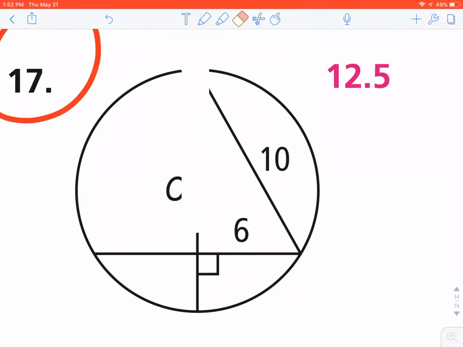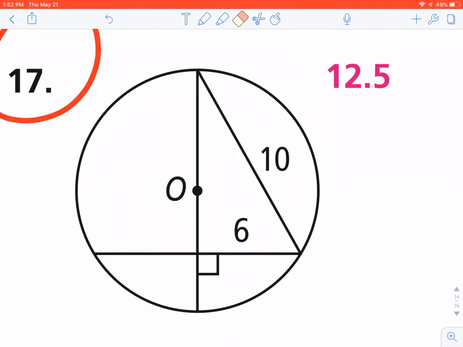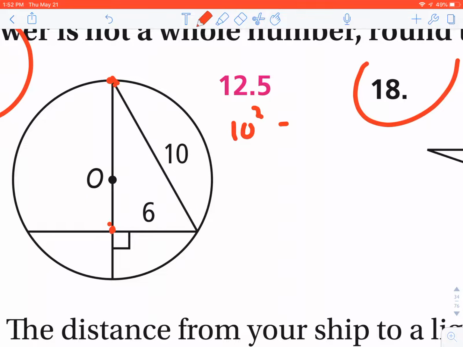So I need to know this entire line, that whole diameter. I'm going to start by figuring out what this length is, because I can use the Pythagorean theorem to find that length from red dot to red dot and then continue to work. So if I use Pythagorean's theorem, the 10 is my hypotenuse, so 10 squared is equal to 6 squared plus x squared. I'm going to save myself some work here. X is going to end up being 8. So from here to here is 8.